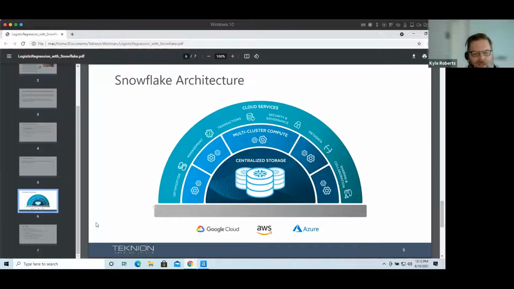Okay, so I do want to show that, but again, if we wanted, we could do a whole webinar on just how Snowflake works. There are tons of them out there on the Snowflake website. I think we've even done some here at Technion on what Snowflake is and how to use it. But regardless, centralized storage that lives in the cloud is really the best way to think about this.